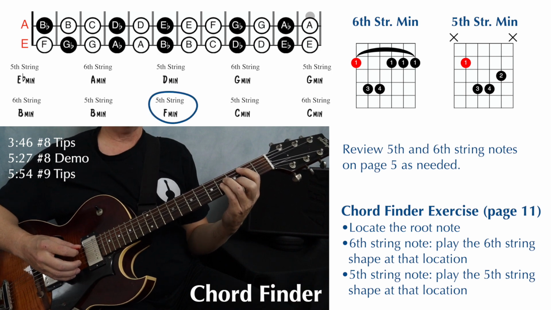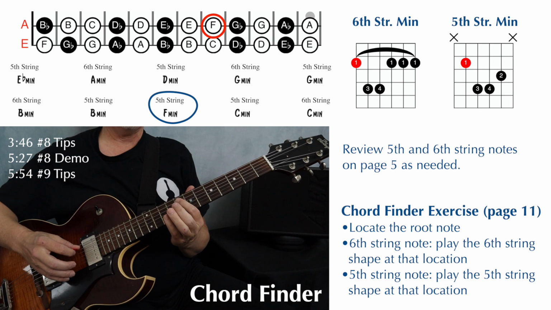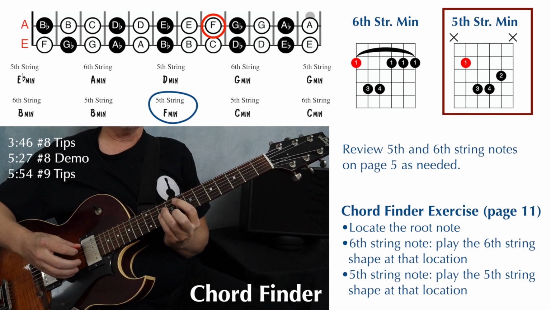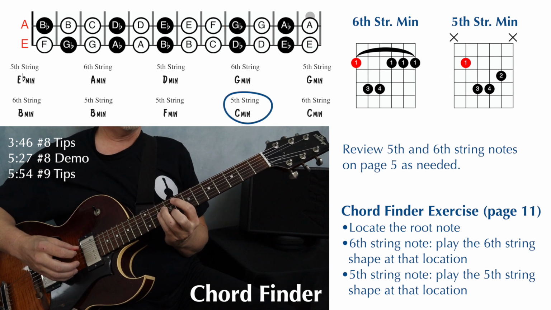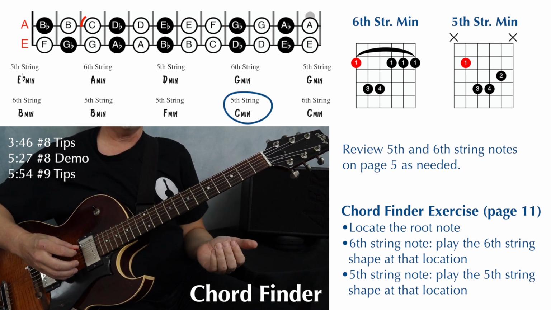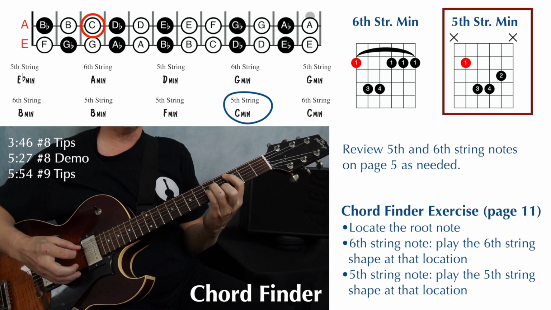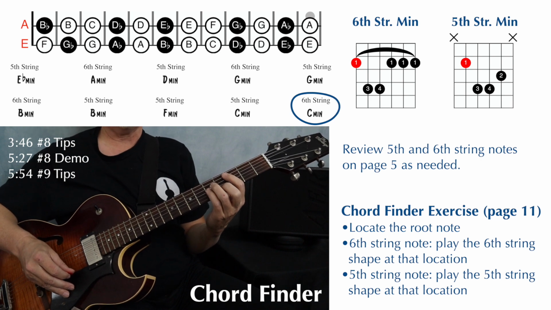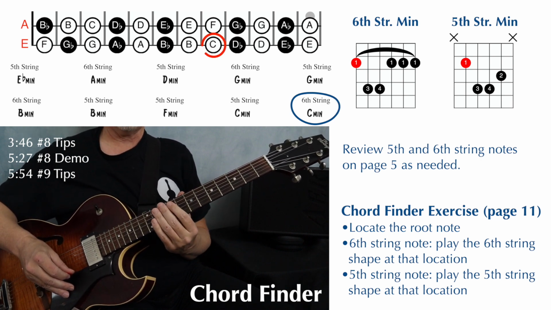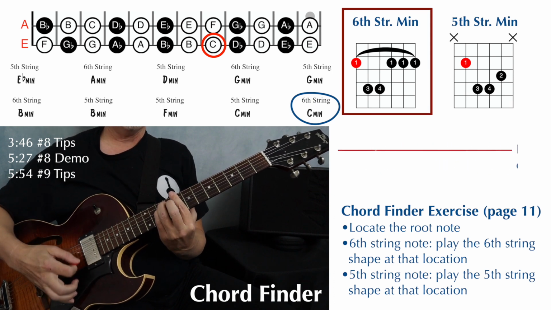F minor on string 5. Now we need to find our F on the 5th string. That's going to be the 8th fret. And you play your 5th string minor shape again. And another 5th string. This is the C minor. So you find your C on the 5th string, 3rd fret, 5th string minor shape. And we end with another C minor, this one on the 6th string. So you find your C on the 6th string at the 8th fret, and you play your 6th string minor shape.